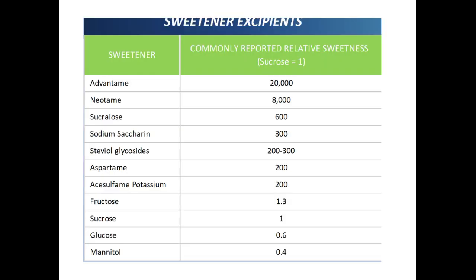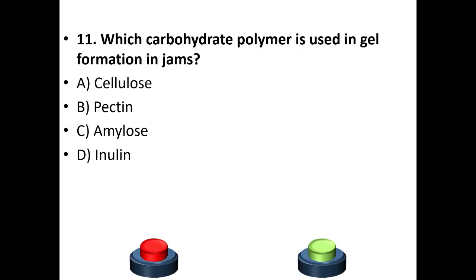Sweetener excipients. Here you can see sweeteners and sucrose. The unit of relative sweetness of sucrose is 1, and aspartame is 20,000 times sweeter than sucrose. Sucralose is 600 times sweeter than sucrose. Fructose is 1.3 times sweeter than sucrose. Please understand and study this chart for your exam.